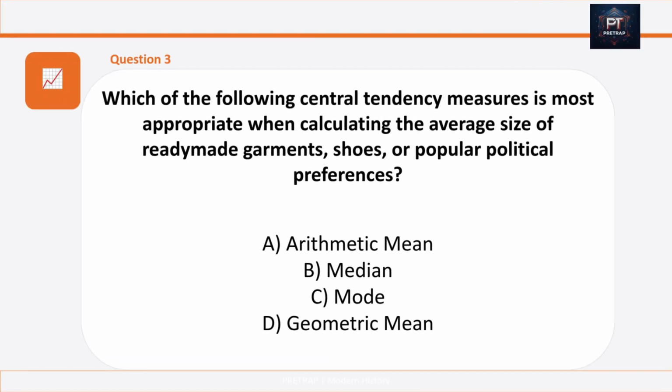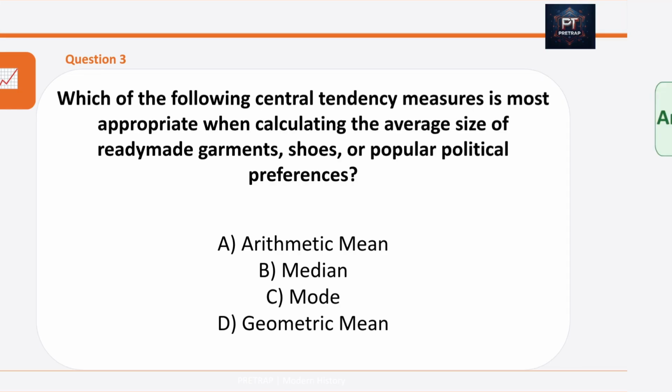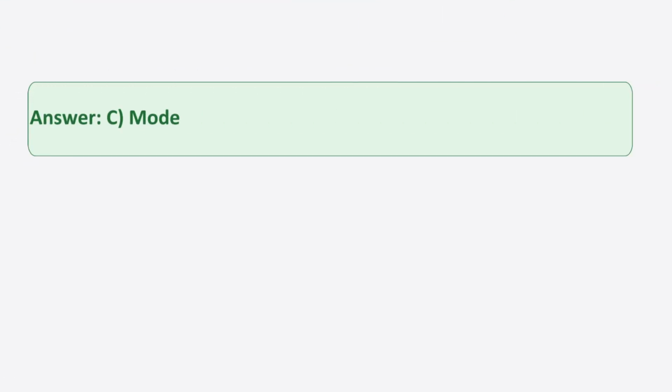Next question is, which of the following central tendency measures is most appropriate when calculating the average size of ready-made garments, shoes, or popular political preferences? Option A, arithmetic mean. Option B, median. Option C, mode. Option D, geometric mean. And the answer is option C, mode.